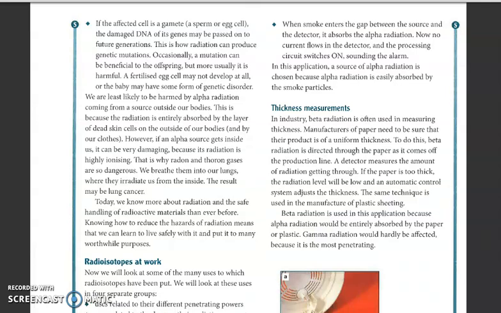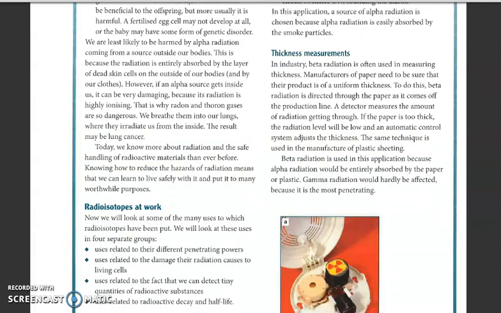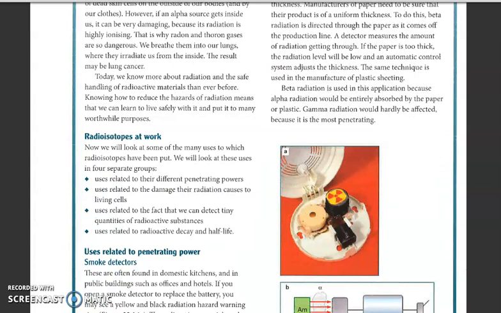So what we can see is the radioisotopes at work. How can we use them for good purposes? For application in industry, chemical industry, medical industry, in the economy, and many other things, we can use these radioactive isotopes in a good manner. Now we will look at some of the many uses to which radioactive isotopes have been put.